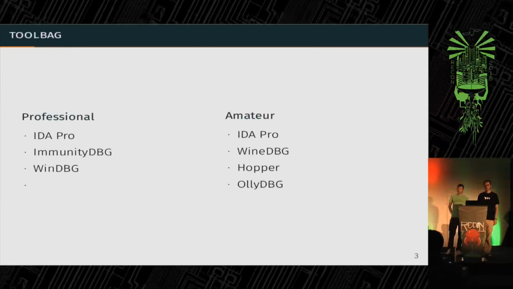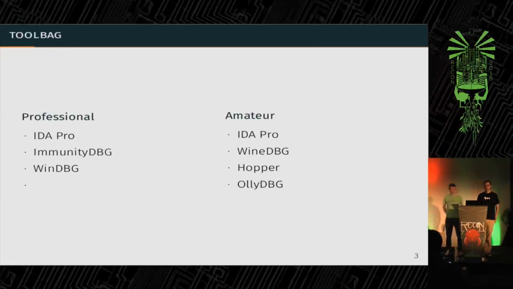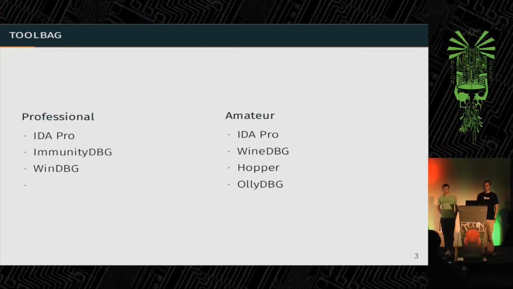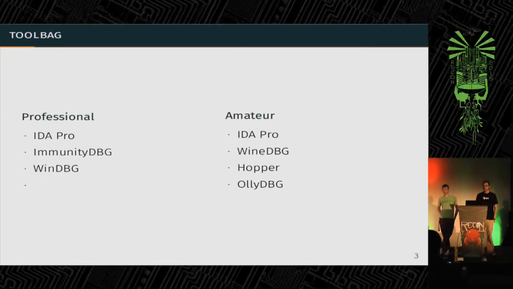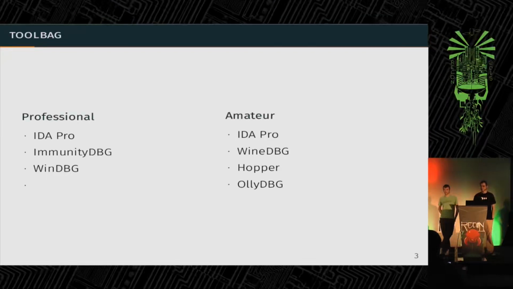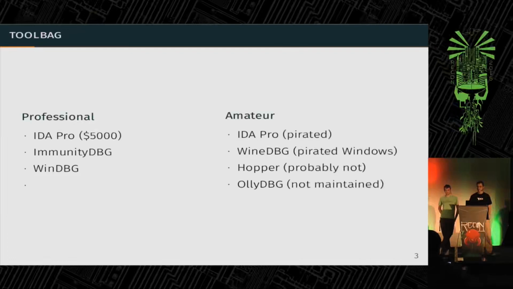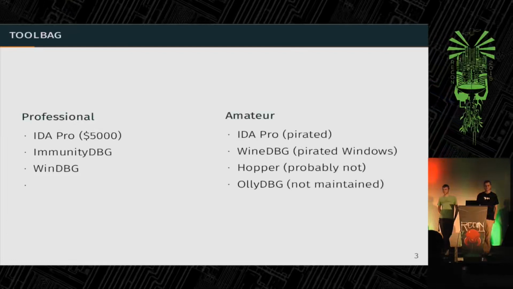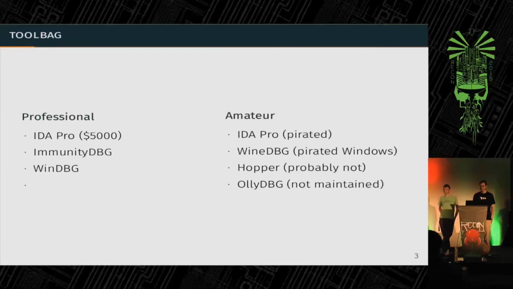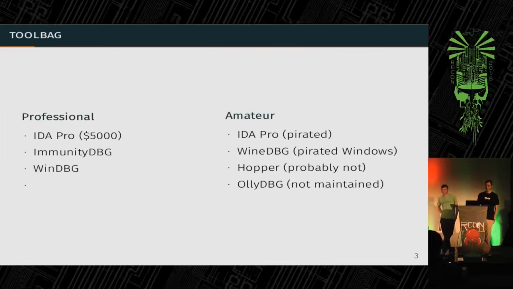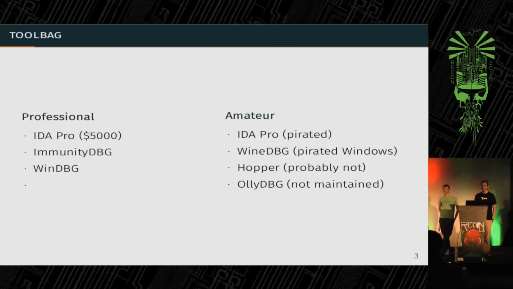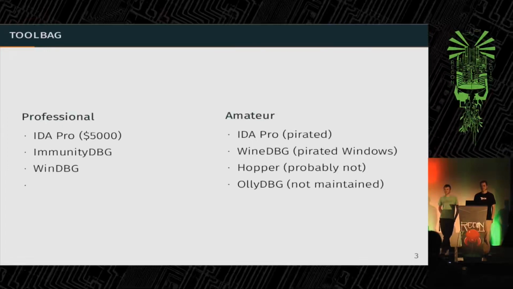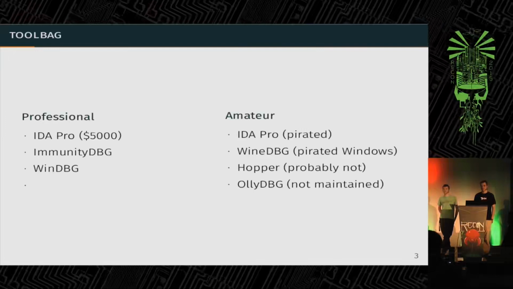So in most reverse engineers' toolbags, if you're a professional, it's most likely IDA Pro, ImmunityDebug, or WinDbg as your top three tools. If you're an amateur, it's probably also IDA Pro, WinDbg, Hopper, or OllyDbg. But for amateurs, I'm pretty sure that not everyone was working at a certain antivirus company in 2011. Either you're using WinDbg or your Windows is probably pirated. Hopper, maybe, probably not. And OllyDbg is kind of defunct. I don't think anybody is still developing this.